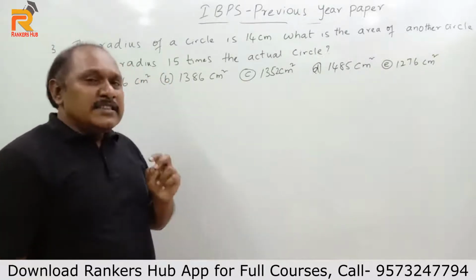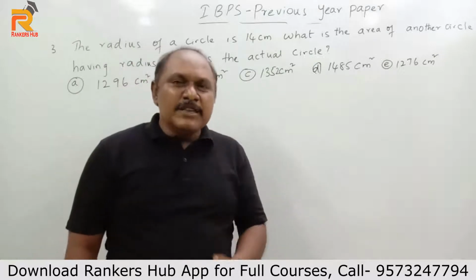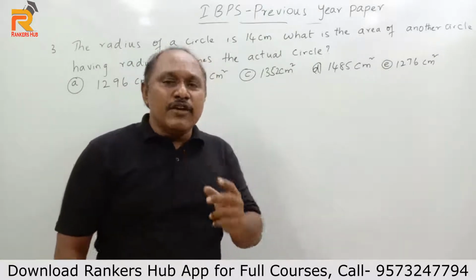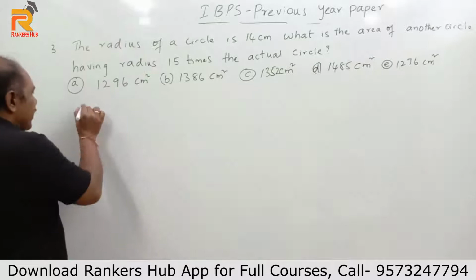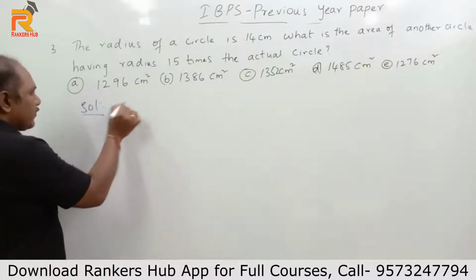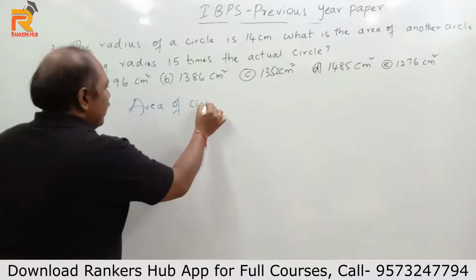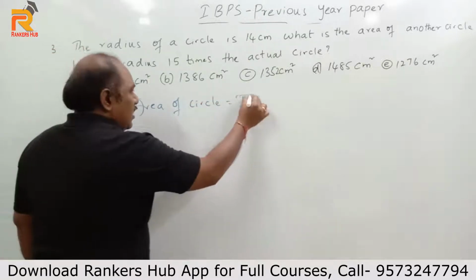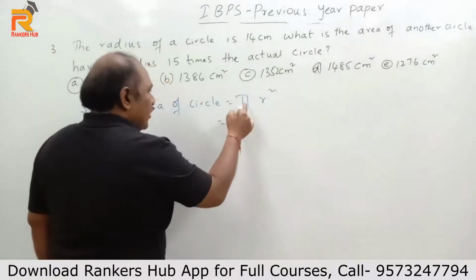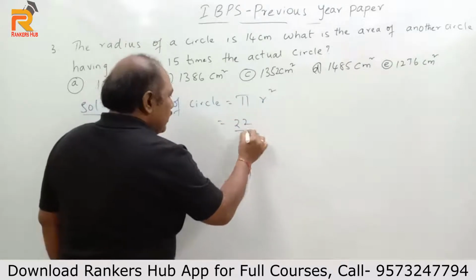So to answer this question, the first thing that we must know is the formula for the area of a circle. Area of circle, we know that it is given by the formula pi r square. Now pi value is 22 by 7.